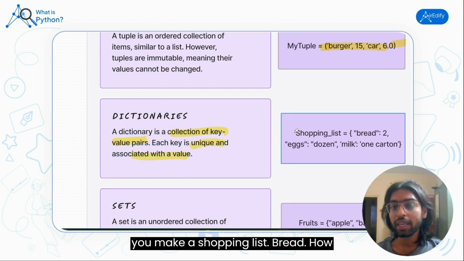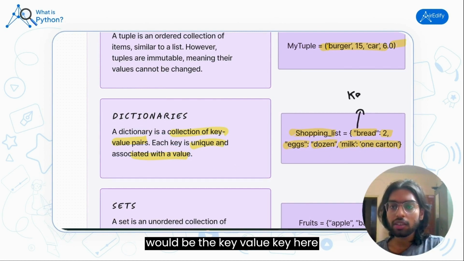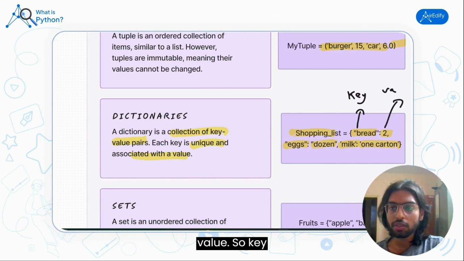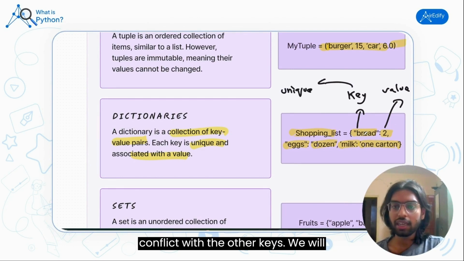Like, for example, if you make a shopping list, bread, how many bread do I want? I want two bread. So, eggs, how many eggs do I want? Dozen. Milk, how much milk do I want? I want a carton of milk. The bread would be the key here, and the two how much I want would be a value. So key needs to be unique, or else it will have conflict with the other keys. We will learn the further examples when we use dictionaries in the further lectures.